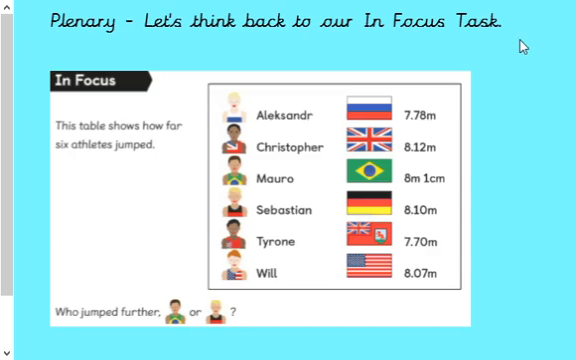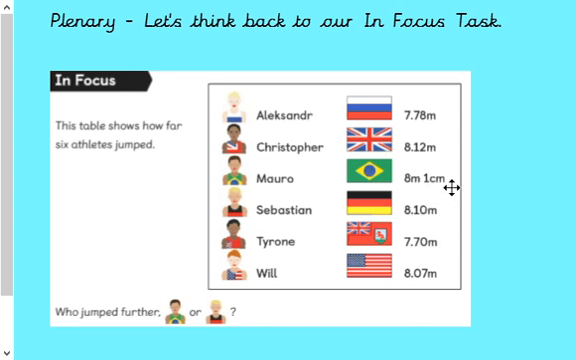Okay, now it's time for the plenary here. Now we go back to our in focus task at the beginning of the lesson. The question was, who jumped further? Was it Mauro or was it Sebastian? So the first thing we need to look at is Mauro and Sebastian's distances. Now they're not easy to compare here because they are shown in different ways. One is shown in meters and centimeters and one is just shown in meters. So the important thing to do would be to turn one of them so that they are the same as the other.